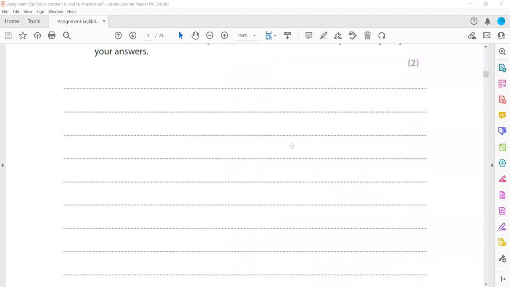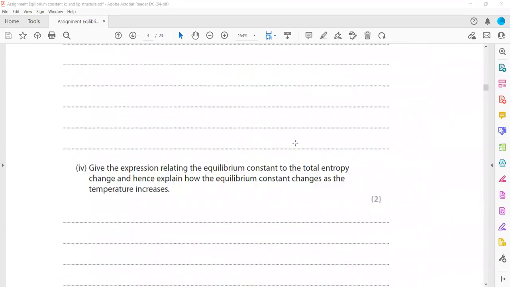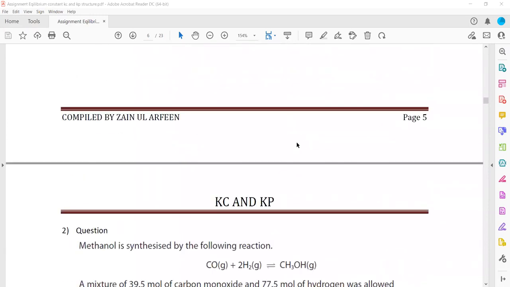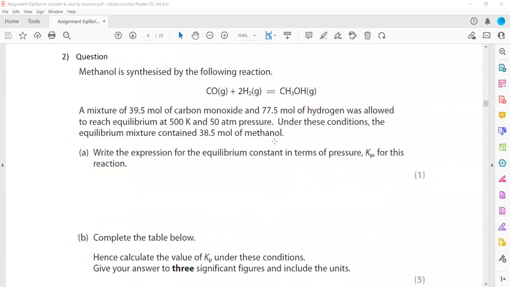So question number 2. Question number 2, methanol is synthesized by the following reaction. So there's a reaction by which methanol can be synthesized. A mixture of 39.5 moles of carbon monoxide and 77.5 moles of hydrogen was allowed to reach equilibrium at 550 atm pressure. Under these conditions, the equilibrium mixture contained 38.5 moles of methanol.